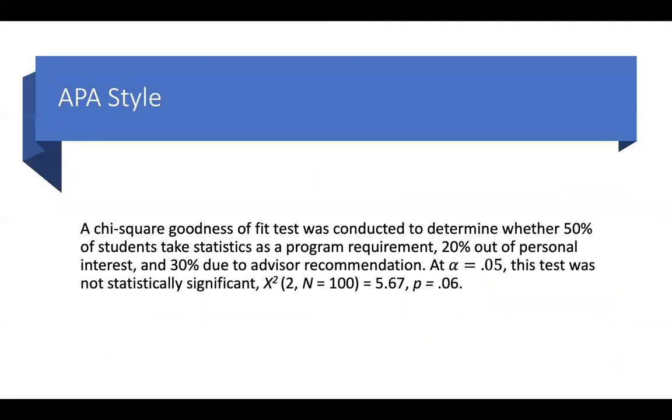So this is how we would write it up. A chi-square goodness of fit test was conducted to determine whether 50% of students take statistics as a program requirement, 20% out of personal interest, and 30% due to advisor recommendation at alpha equals 0.05. This test was not statistically significant. And then you put the chi-square symbol, just like a giant italicized X. There's an actual symbol for it, not worth finding in Microsoft Word. It's buried. And then you put your degrees of freedom and your n value in there.